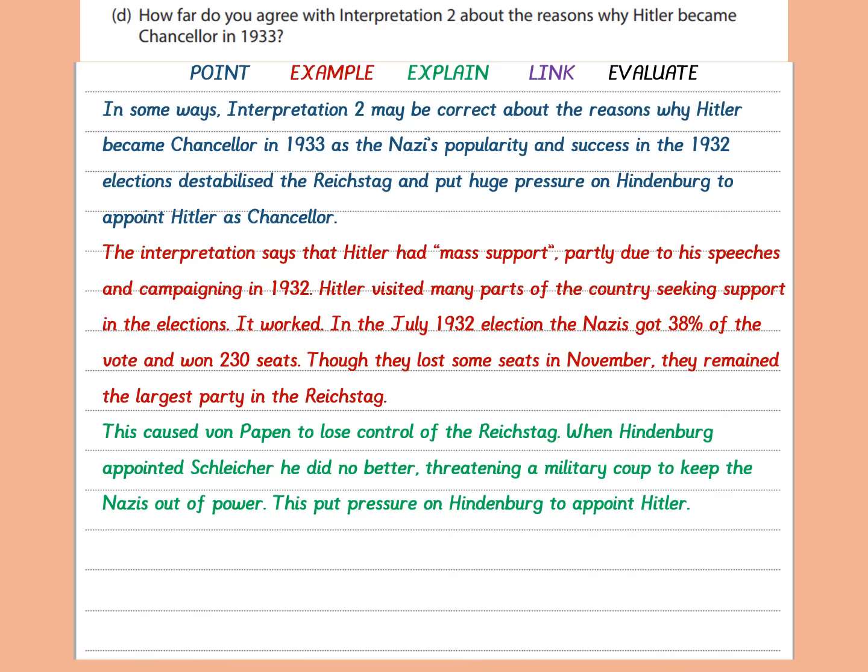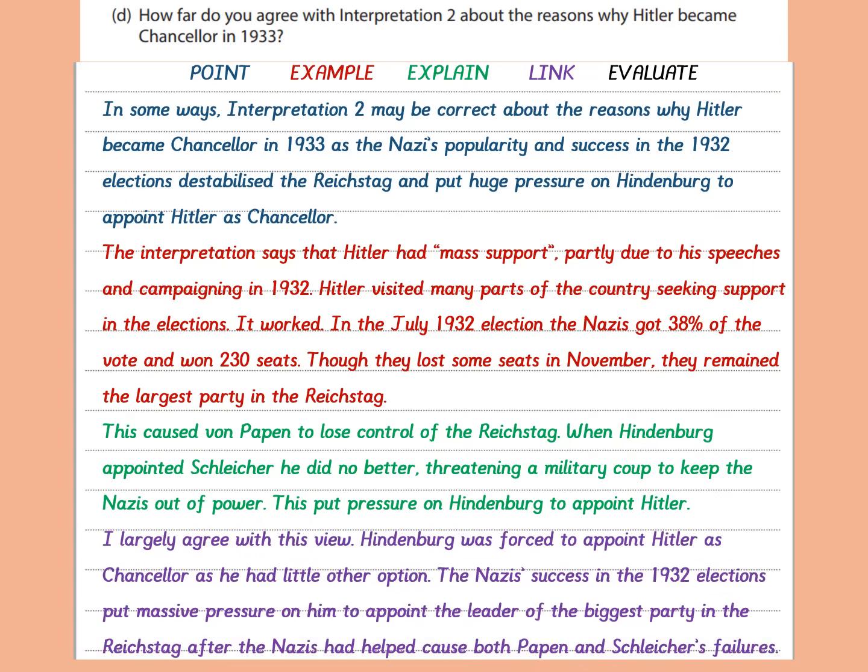This caused von Papen to lose control of the Reichstag. When Hindenburg appointed Schleicher, he did no better, threatening a military coup to keep the Nazis out of power. This put pressure on Hindenburg to appoint Hitler. I largely agree with this view. Hindenburg was forced to appoint Hitler as Chancellor as he had little other option. The Nazis' success in the 1932 elections put massive pressure on him to appoint the leader of the biggest party in the Reichstag, as the Nazis had helped cause both Papen and Schleicher's failures.